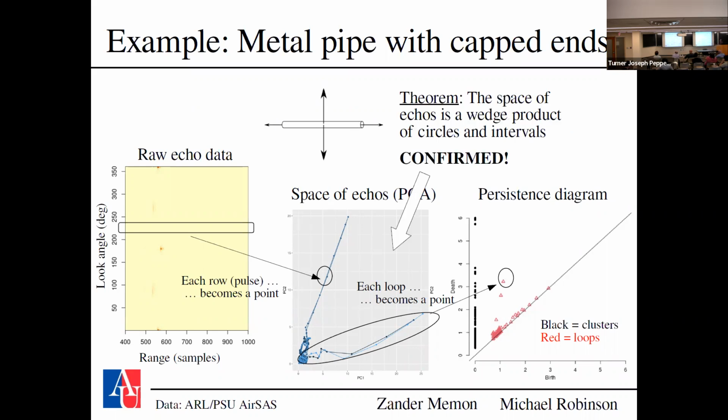Okay, so my theorem that I mentioned to you is in fact true. The space in the middle does look kind of like a wedge product of circles and intervals. Indeed it is. Sounds pretty decent. Let's sort of tear this apart physically.